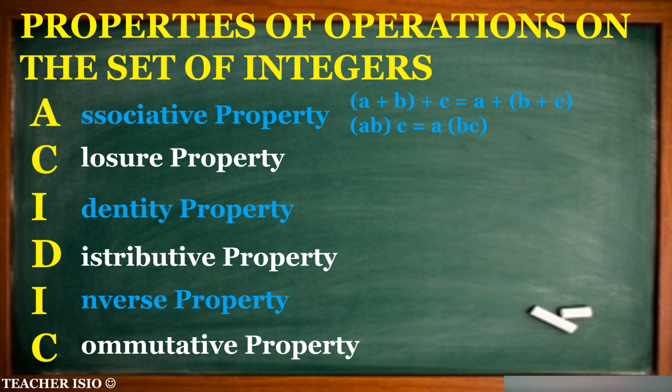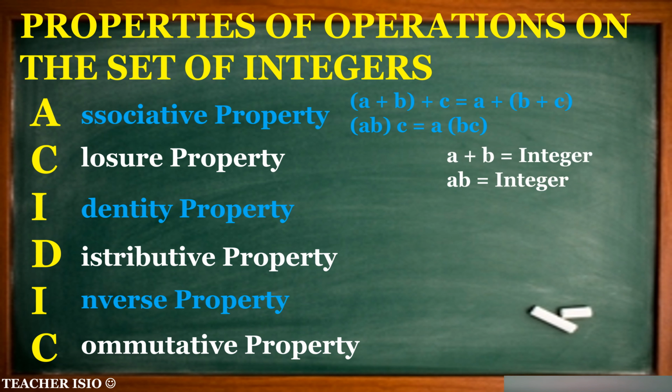Sa associative property, ganito ang itsura ng ating given. So we have parentheses. Inside the parentheses, we have A plus B, plus C equals A plus parentheses B plus C. Under multiplication, we have inside the parentheses, the product of A and B, times C equals A times, inside parentheses, the product of B and C.